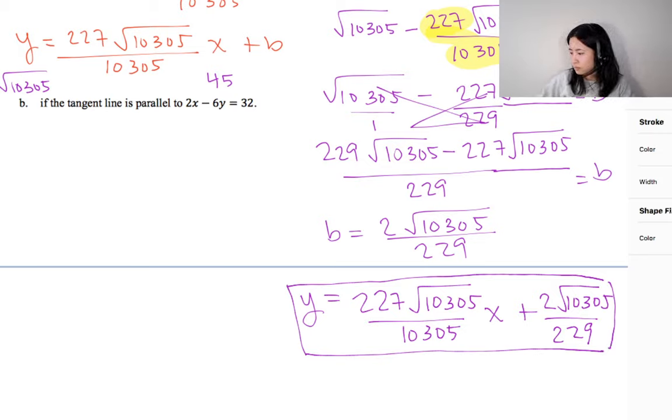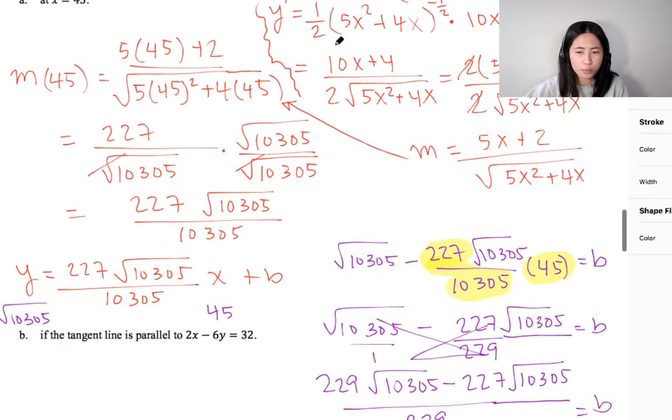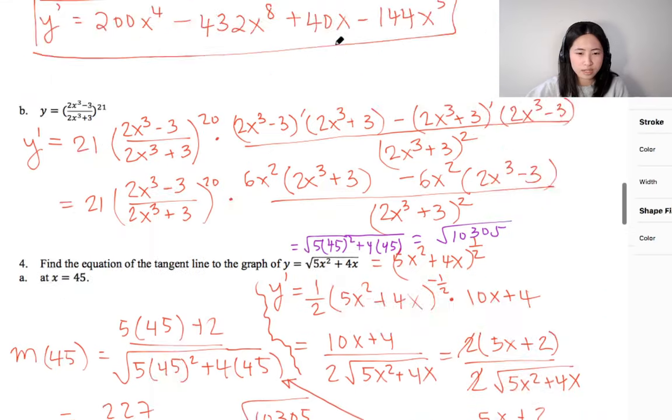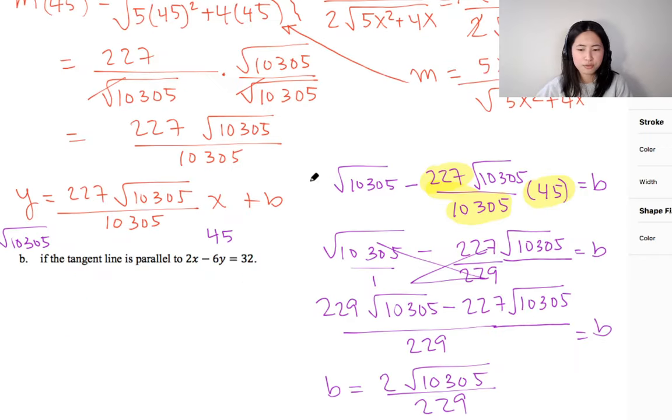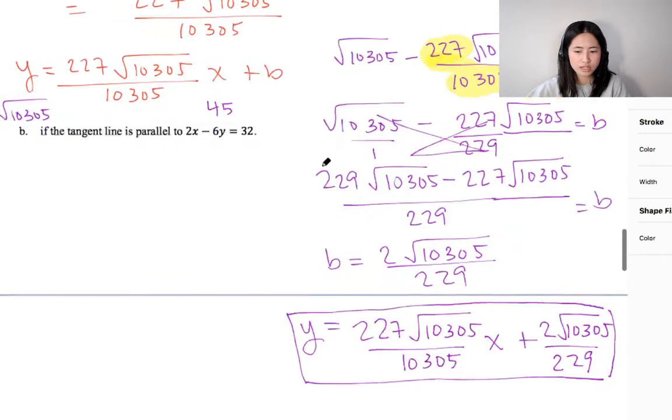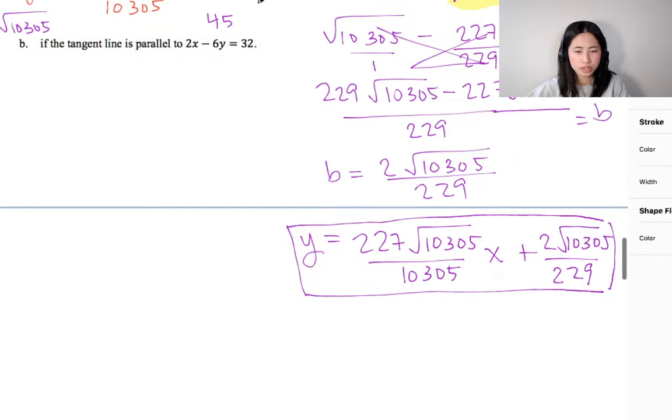So for part B, as you can see, it says if the tangent line is parallel to 2x minus 6y is equal to 32, right? Actually, this is supposed to be a question. So if you go back to this, right, it says y is equal to square root of 5x squared plus 4x. So we want to figure out if the resulting tangent line from part A, which is this thing, is parallel to this line, right?